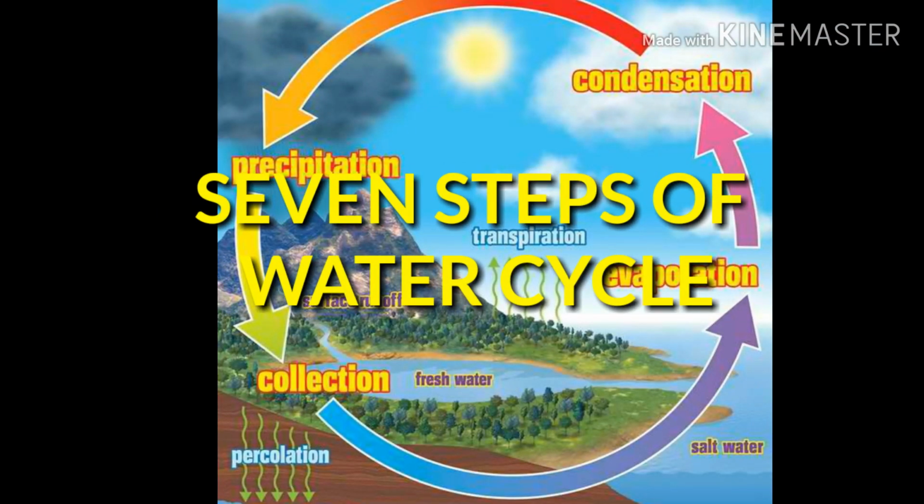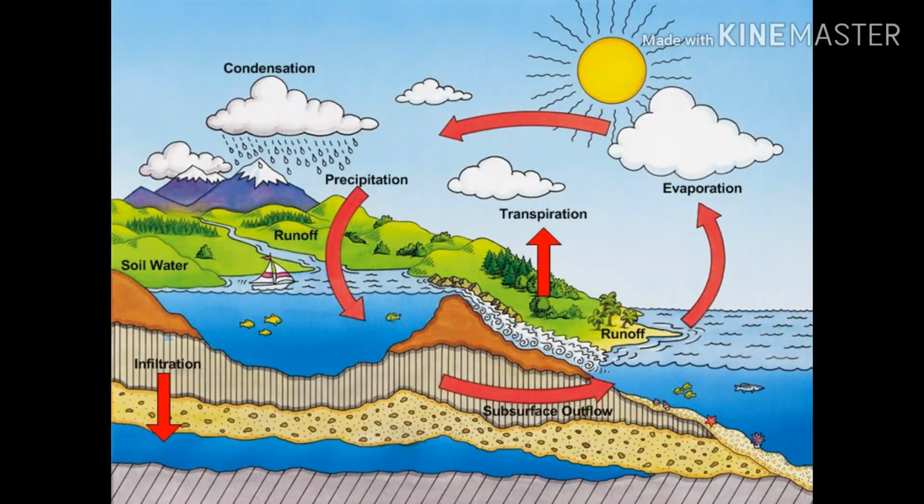7 steps of water cycle. Hence it is quite important to understand and learn the processes of the water cycle. Step 1. Evaporation. The water cycle starts with evaporation. Step 2. Condensation. Step 3. Sublimation. Step 4. Precipitation. Step 5. Transpiration. Step 6. Runoff. Step 7. Infiltration.